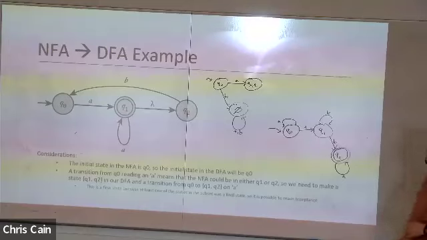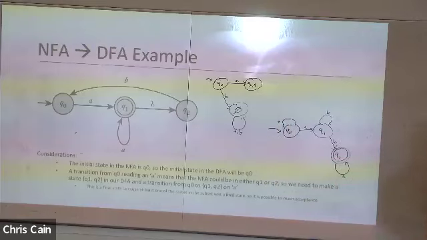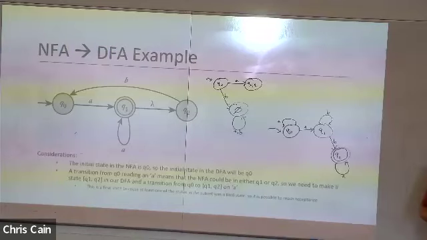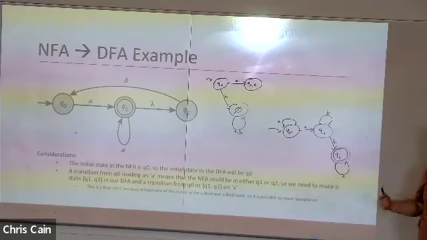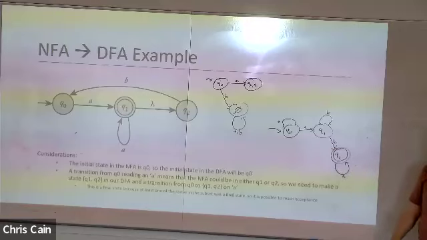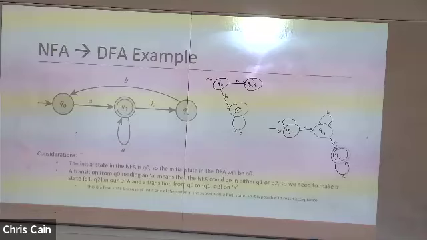I forgot one question here. Is Q0, Q1 a final state? No. Why? Neither is defined as a final state? Yeah, that's exactly right. If at least one of these states in this subset is a final state, then the result will be a final state. But since neither Q0 nor Q1 is final, then this Q0, Q1 is not final.